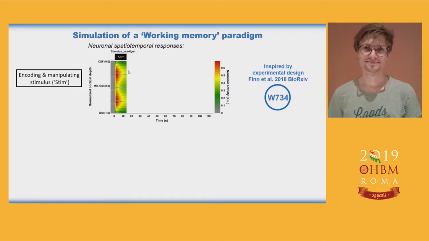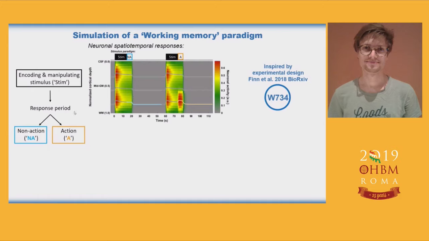And then after this stimulus period, there is a response period of non-action or action, where during non-action trials, we assume that the response continues to decay, while during action trials, we assume that there is an increase of neuronal activity in lower cortical depths, which has similar amplitude as the main peak of the response.